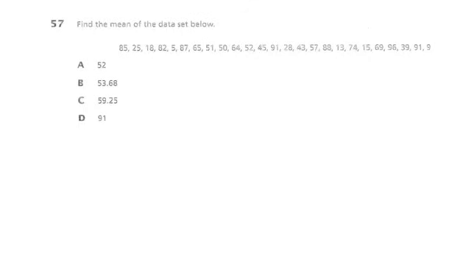Okay, 57 is asking us to find the mean. So the mean, we've got to add all of these up, so that's the sum of them all, and then we're going to divide by the number of them. So the number of them is 1, 2, 3, 4, 5, 6, 7, 8, 10. So that's 10 right there.